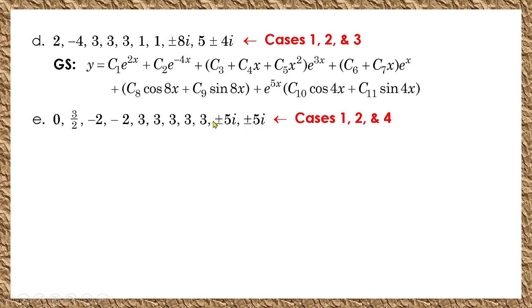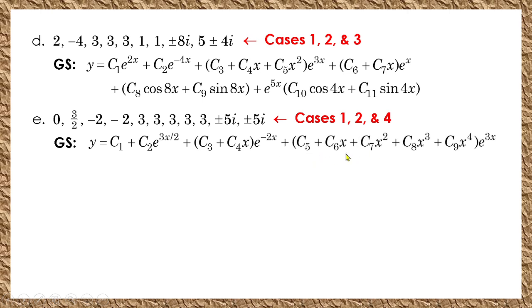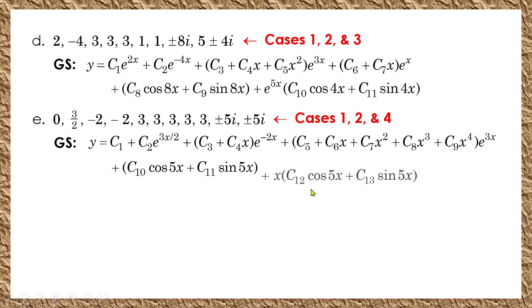But the real part is 0, so there is no e. The first term also has no e, because it is 0. Then the second term. The third term is repeated: C sub 3 plus C sub 4 x, e to the negative 2x. Repeated again, 5 terms: C sub 5, C sub 6, C sub 7, C sub 8, C sub 9, with e to the 3x. And then the last case, case 4, first without x. Why no e? Because the real part is 0. Then next, with x.